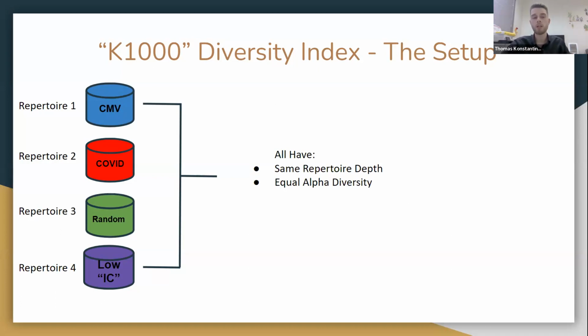And we have a low information capacity repertoire, which in other words means that all sequences are unique and they look like real T-cell CDR3 repertoire sequences, but the changes between them are up to a few nucleotides, so they are really similar to one another. And all of these 4 repertoires share both the same depth and the same alpha diversity. So basically, if we try to infer the diversity with our current metrics, they will all have the same diversity. That's the conclusion we would reach without using K1000.